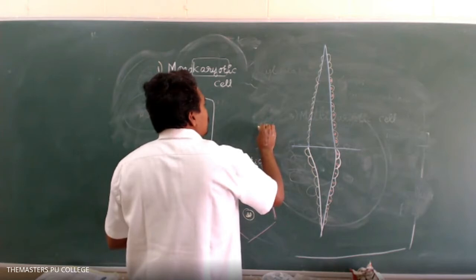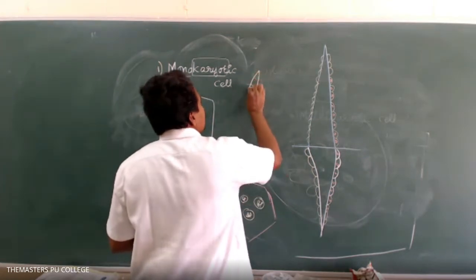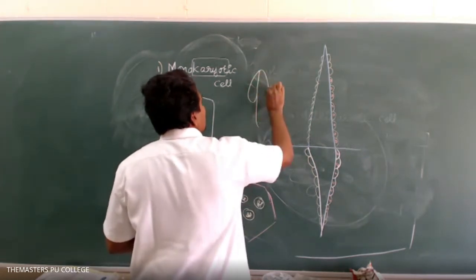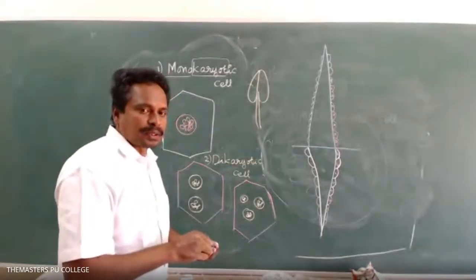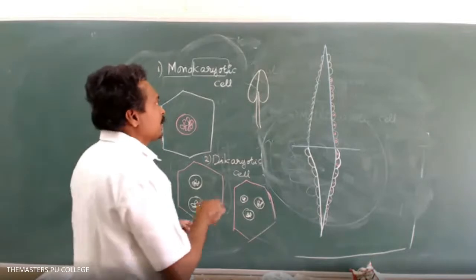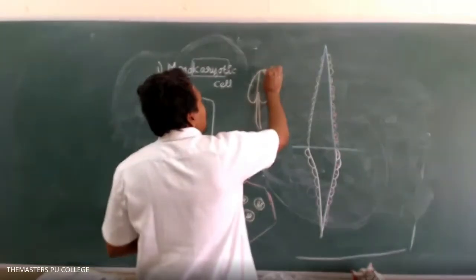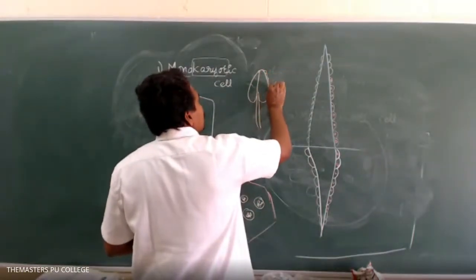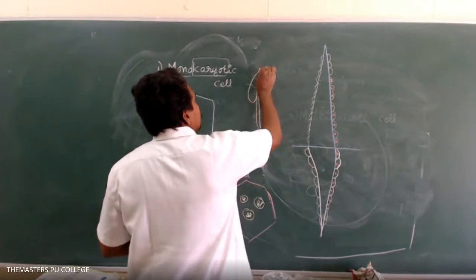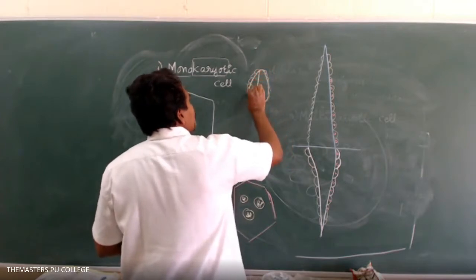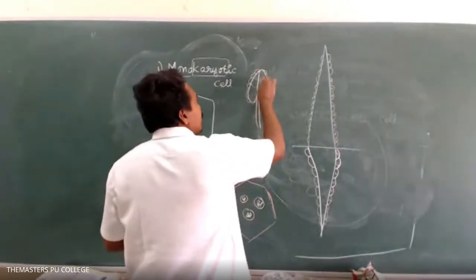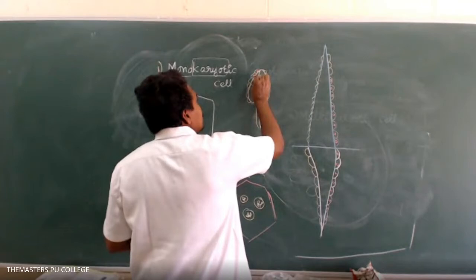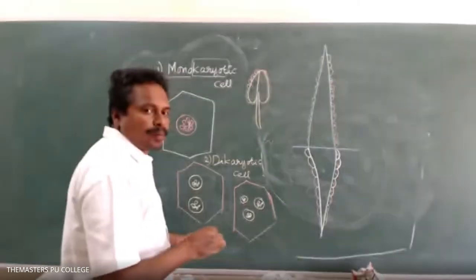The male reproductive structure in flowers. Male reproductive structure, stamen, right? Outermost layer is the epidermis. Yes, here each epidermal cell consists of one nucleus, monokaryotic.